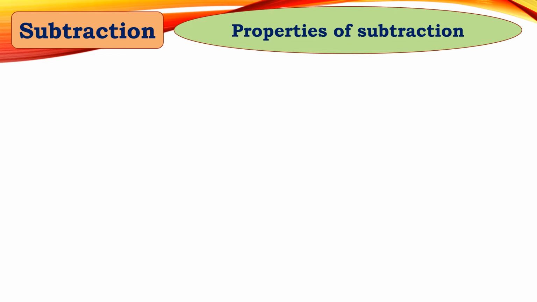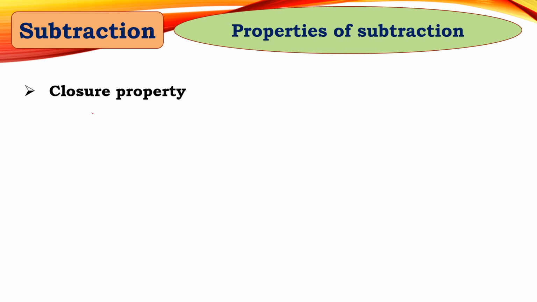Next, let us look into the properties of subtraction. Let us see what is the first property. First property is the closure property. Let us see what happens when we subtract a whole number from a whole number.